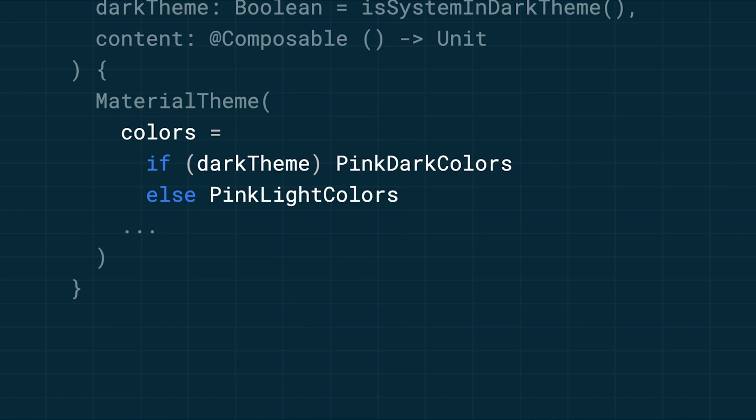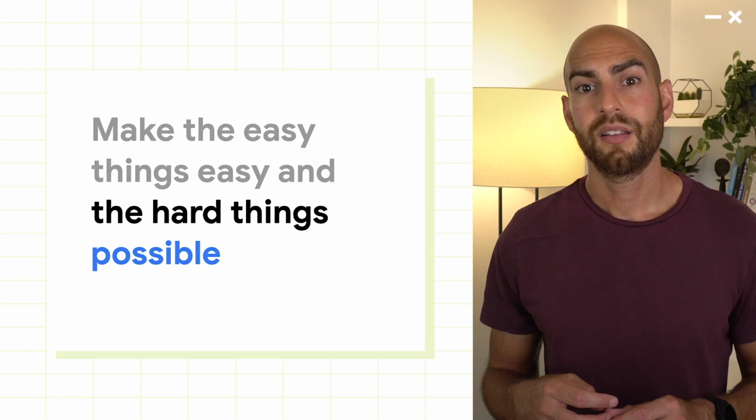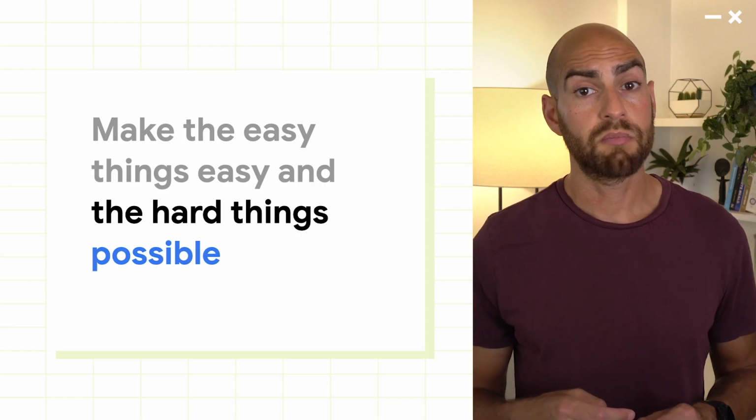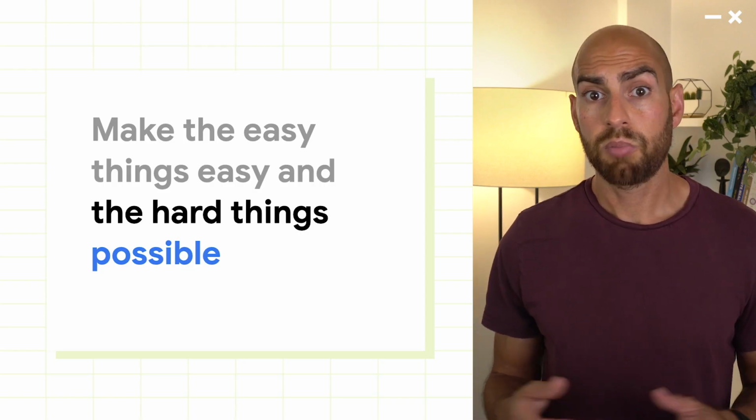Then we simply switch color sets based on this value. Notice how there is nothing specific to light or dark themes here. You could easily support multiple different color schemes using the same techniques. So not only does Compose make theming easier, it makes some things possible.